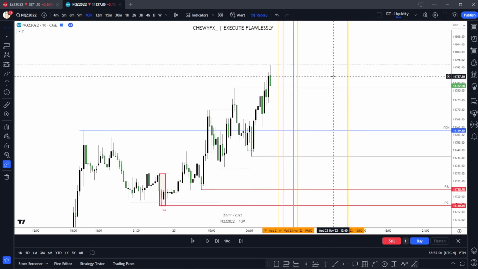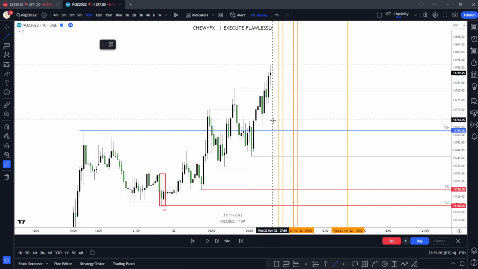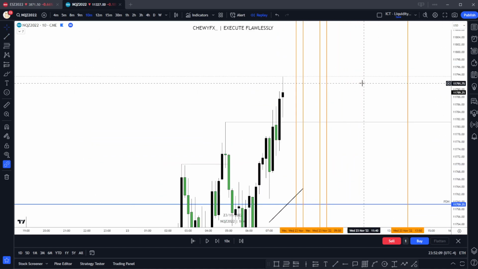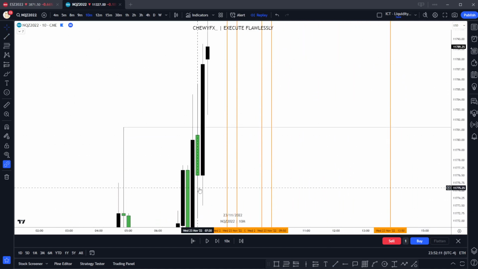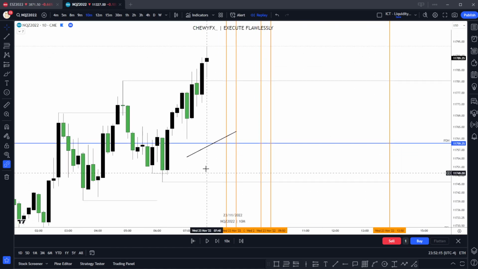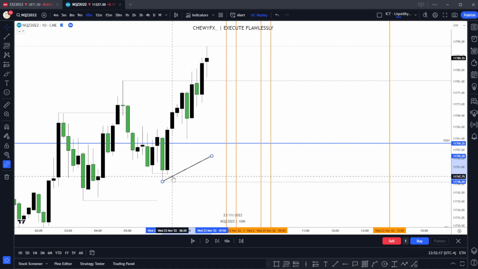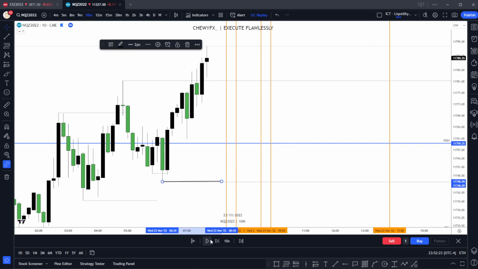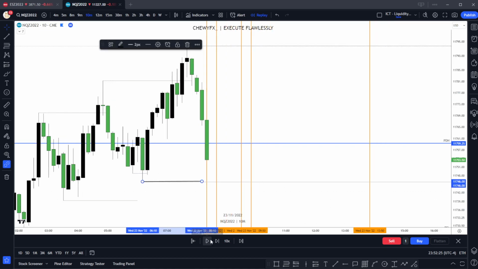So where is our 10-minute swing low? It's going to be, hold on. I mean, it's technically here, just because that's not a swing, unfortunately, but who knows? Maybe it will make another swing high.